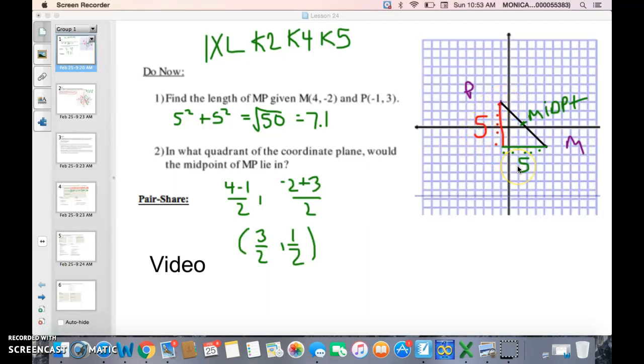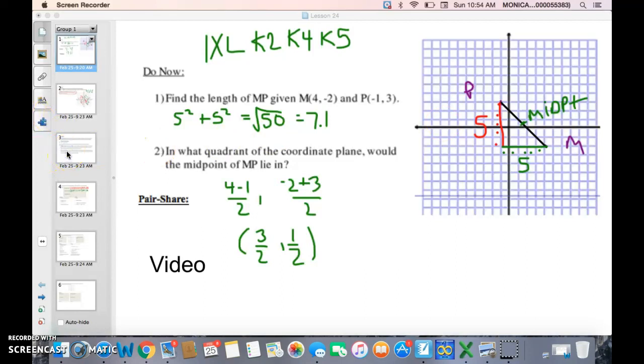So 5 squared plus 5 squared is 50. Took the square root and I got 7.1. So that means this black line right here has a length of 7.1 units. Now I want to know what quadrant of the coordinate plane the midpoint would lie in. Well, I went ahead and used my formula, which is x plus x divided by 2, y plus y divided by 2, and I found that my midpoint is here, and it's just barely in that first quadrant.